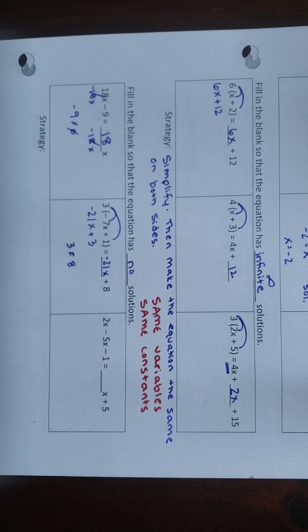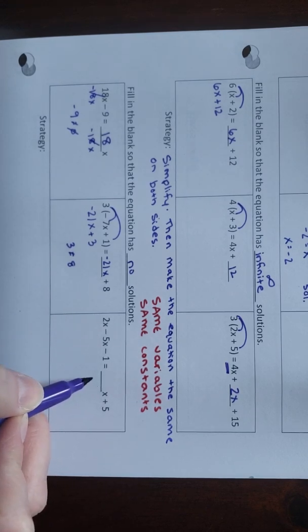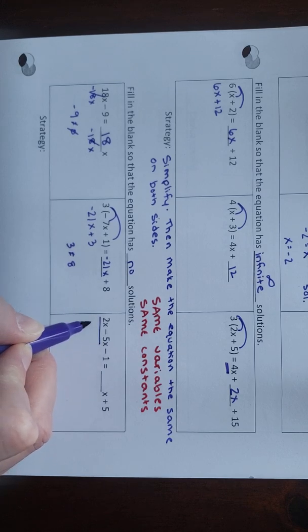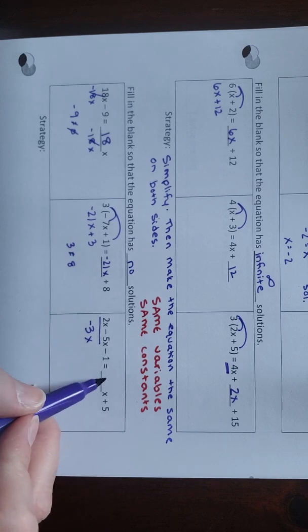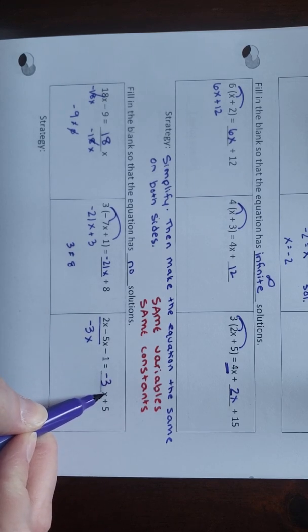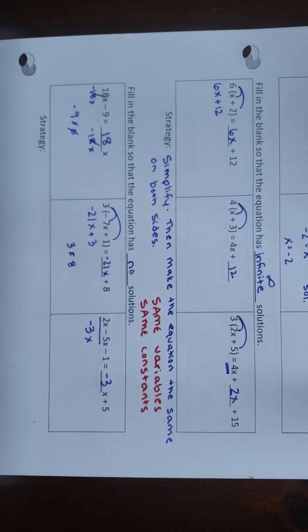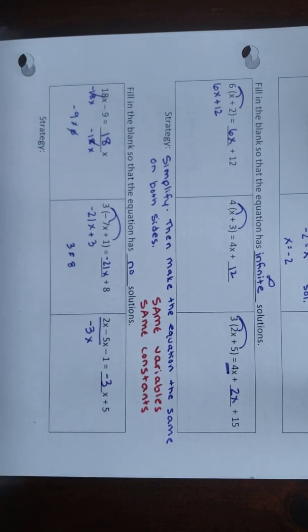Let's try another one. So I need 2 x's on each side. 2 minus 5x is how many? Negative 3x. Right. So negative 3 on this side. Be careful. This one already has an x for you, right? That one didn't. So you have to be careful to write the right thing. And this one has a negative 1 and a 5. Those aren't equal, right? Okay.